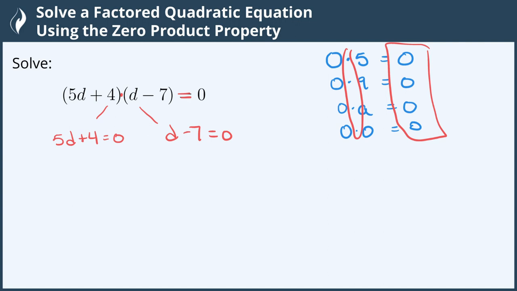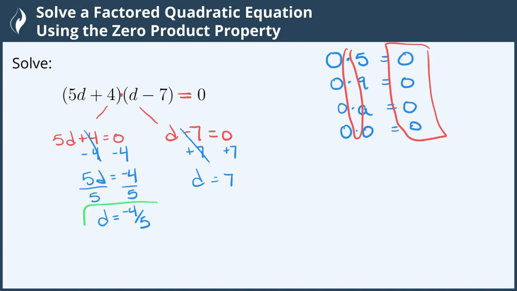Then we solve for the variable, and to do that we'll subtract 4 from both sides on the first one. So we have 5d = -4. To continue solving, we'll divide both sides by 5. So we get d = -4/5. To solve for d on the right side, we'll add 7. And we end up with d = 7.